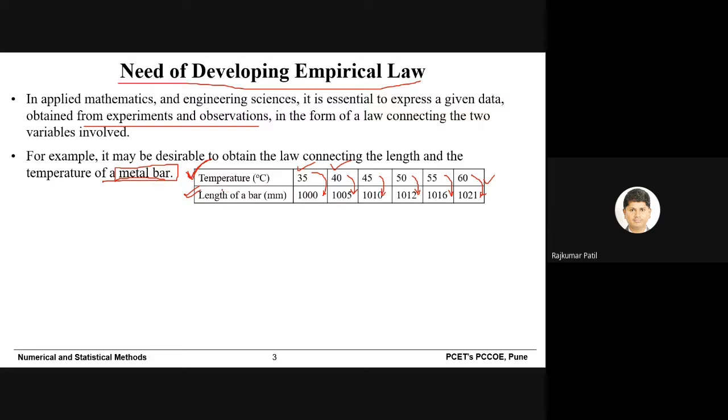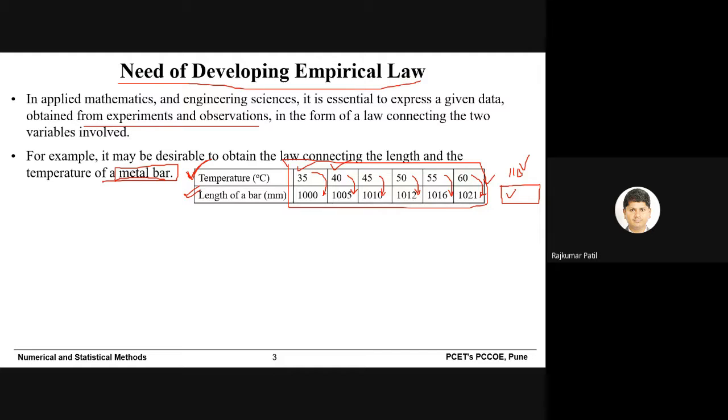And now suppose a new bar is to be manufactured, which will be applied in an application where the atmospheric temperature, or the operating condition, is 110 degrees Celsius. You already have a relation from the historical data. So in that equation, when you put temperature equal to 110 degrees Celsius, you will come to know what the length of that bar will be. And this particular data will help you in the design of that bar.